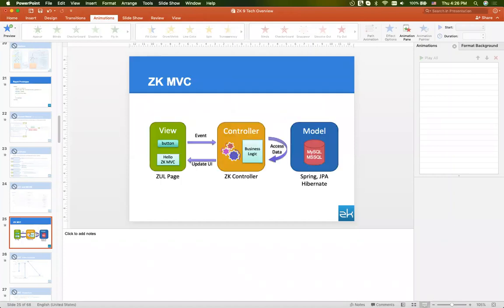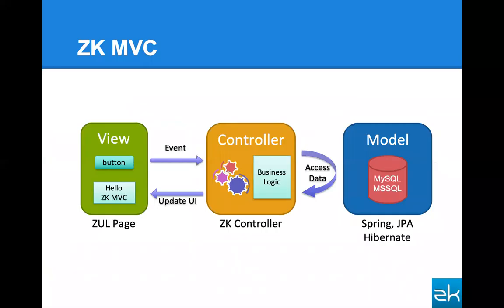In MVC architecture, there's a view, which is the ZUL page. You need to implement a controller, which is a Java class, and you will listen to events and implement some business logic, and then you will update the UI. So this is what you implement, and this is the model.